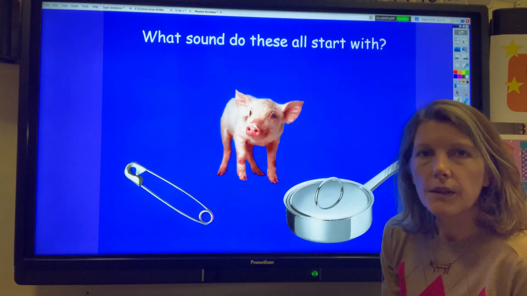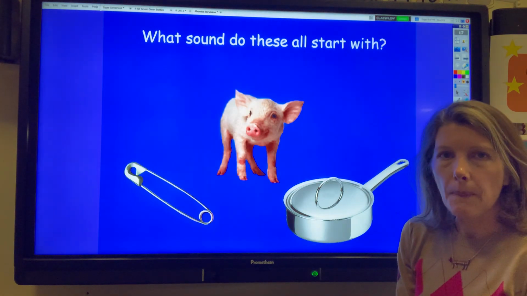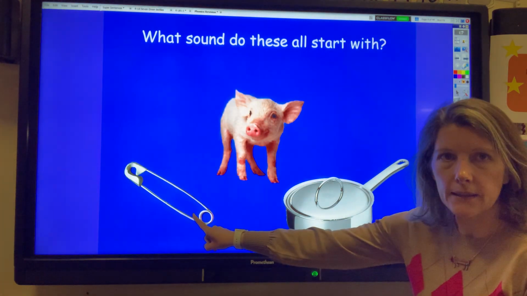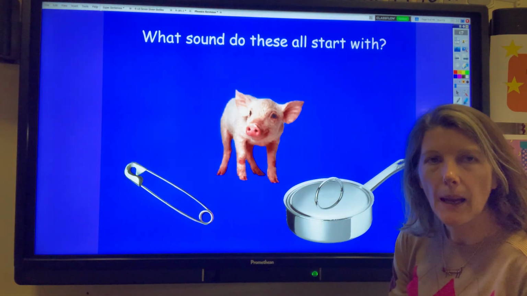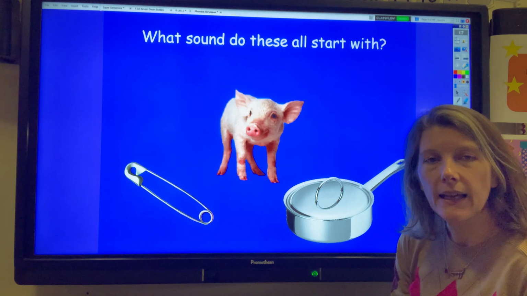So we have got 3 more pictures here. We have got a pin, a pig and a pan. A pin, a pig and a pan.